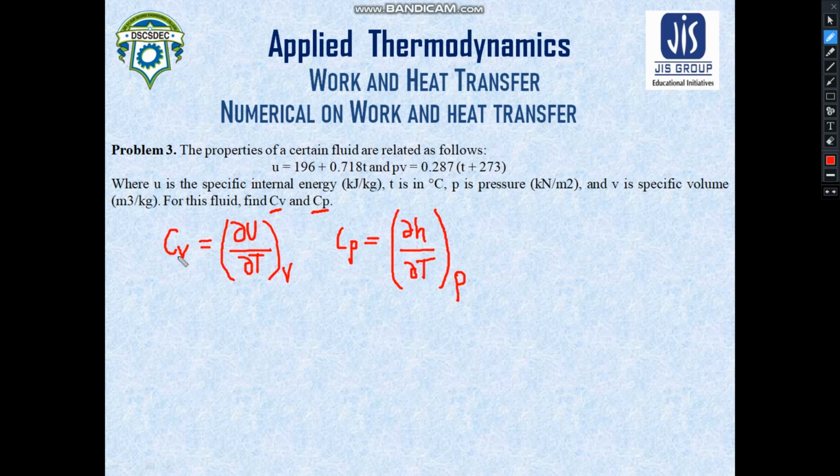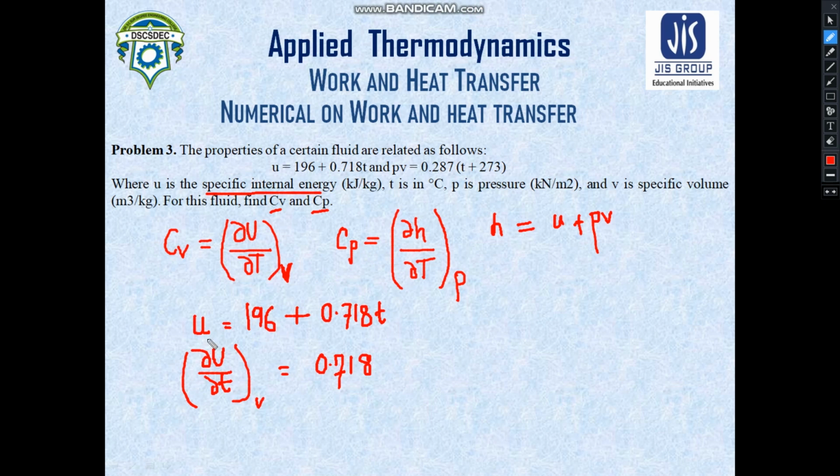Now if you remember, Cv resembles this specific formula and Cp resembles this specific formula, where U is the specific internal energy and H is the enthalpy. Now this H can be written as U plus PV. It is a very plain and simple problem of differentiation. So when the volume remains constant, you need to do a differentiation of this U with respect to T. So let us see how it can be done.